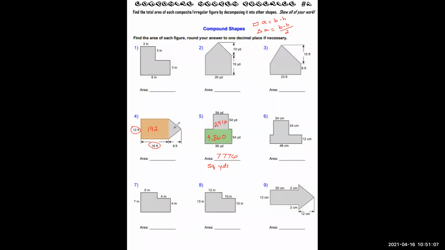So now I need to solve for my triangle here. For my triangle, what is the base? Well, I know for this rectangle, this side is 12 and the opposite sides are equal. So that means the base of my triangle is also 12.